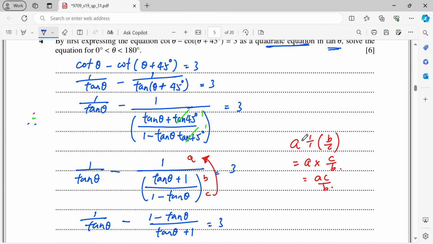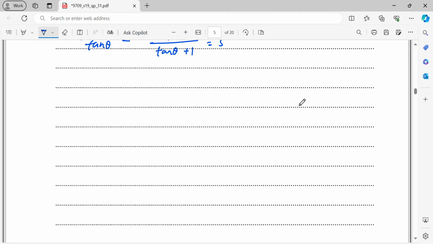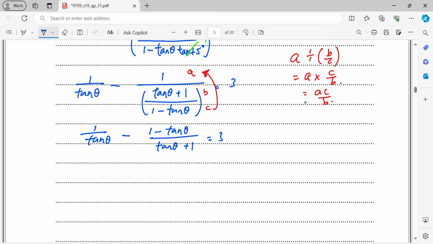Okay, and now the question says you need to get the quadratic equation. So from here, to get the quadratic equation, the easiest way is to multiply the whole equation by the denominators. So here I have two denominators. So multiply with tangent theta and tangent theta plus 1 for the whole equation. So it means that the first term, I have tangent theta plus 1. And then for the second term, because you have tangent theta plus 1 already, therefore you have to multiply with tangent theta. So for the right hand side, just multiply with these two terms.